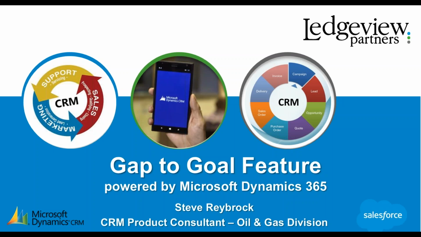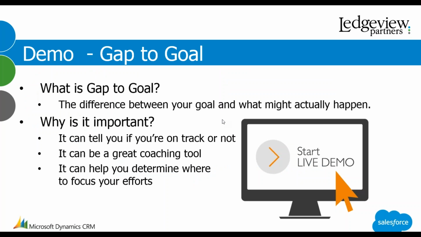So let's jump right into quick preliminary stuff here. What even is gap to goal? Gap to goal is simply the difference between the goal that you set and what might actually happen. It's a measurement, an accumulation of a lot of different numbers to tell you where you're at as far as hitting your goal.